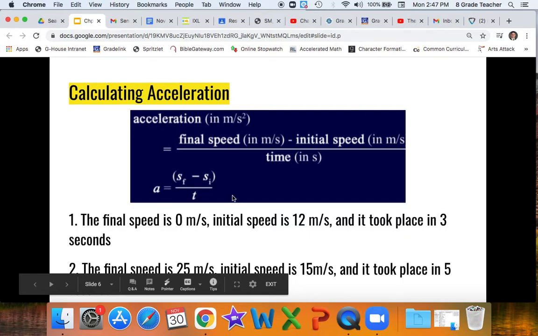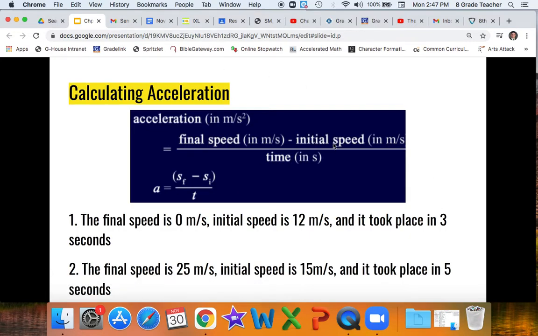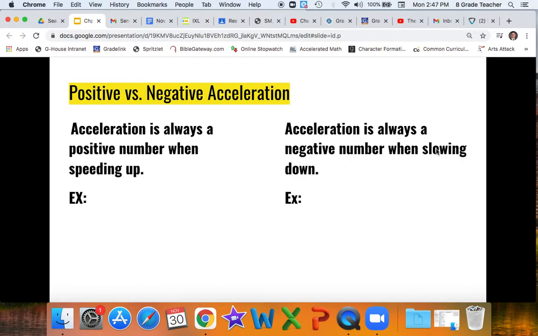Okay? Again, our equation looks like this: final speed minus initial speed over time. If you ever have a negative acceleration, that means you're slowing down. If you have a positive acceleration, it means you're speeding up. Brings us to the next page, on page 291, positive and negative acceleration.